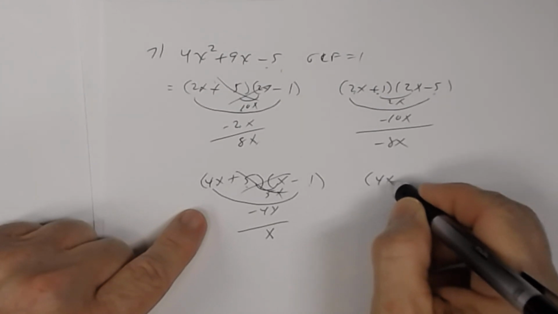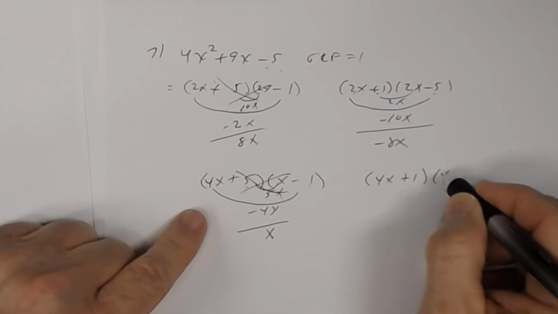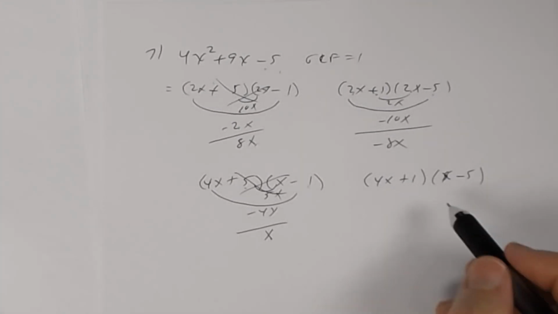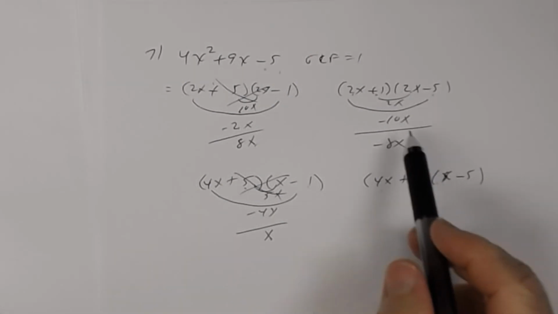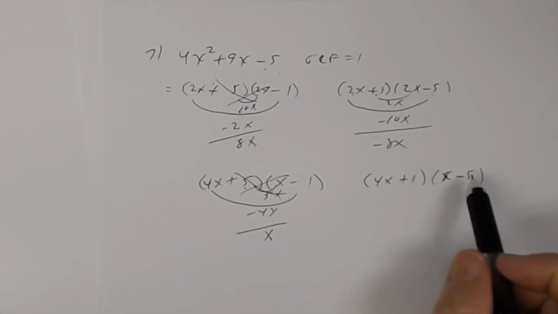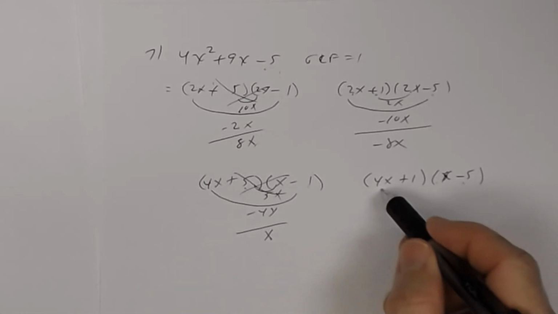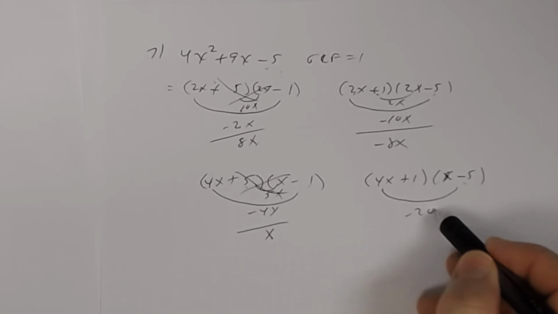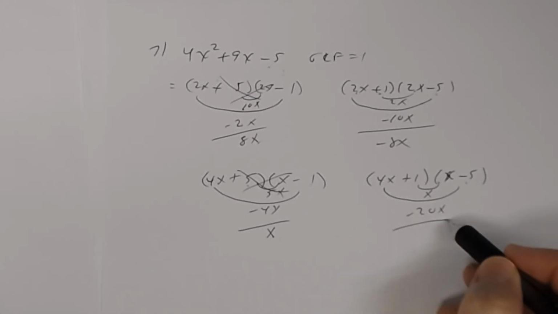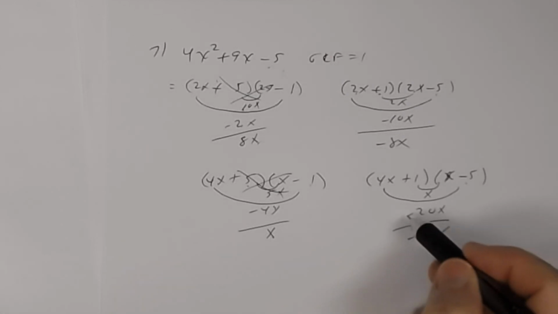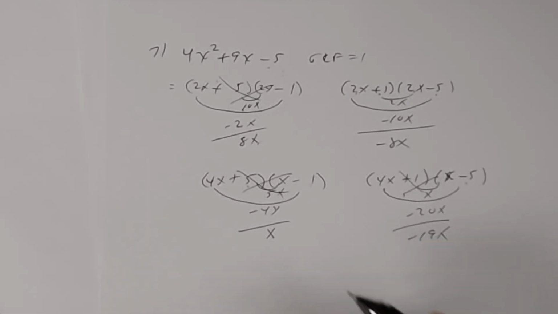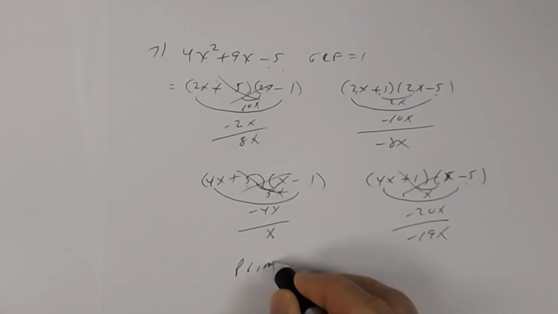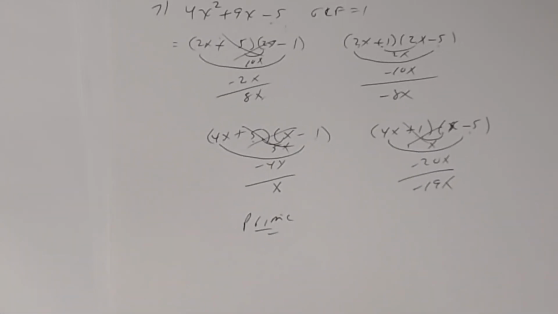Okay, let's switch it. Let's put this, 4x plus 1, x minus 5, and let's check it. So 4x times x is 4x squared. A positive 1 times a negative 5 is a negative 5. Now let's do the outer and the inner. The outer is a negative 20x. The inner is a positive x. I got negative 19x. So it didn't work either. So this is prime. All right, so that's number 7.